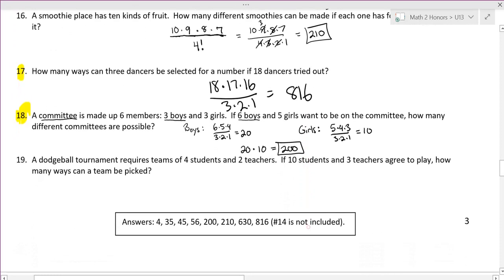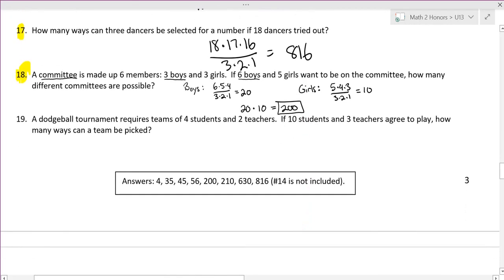17 and 18 we did. 19, a dodgeball tournament requires teams of 4 students and 2 teachers. If 10 students and 3 teachers agree to play, how many ways can a team be picked? So you have 2 separate problems here. So you have the student problem, and you're picking 4 students out of 10. So I have 10 options, and then 9, and then 8, and then 7 options. But the order didn't matter, so I divide by 4 factorial because I picked 4 students.